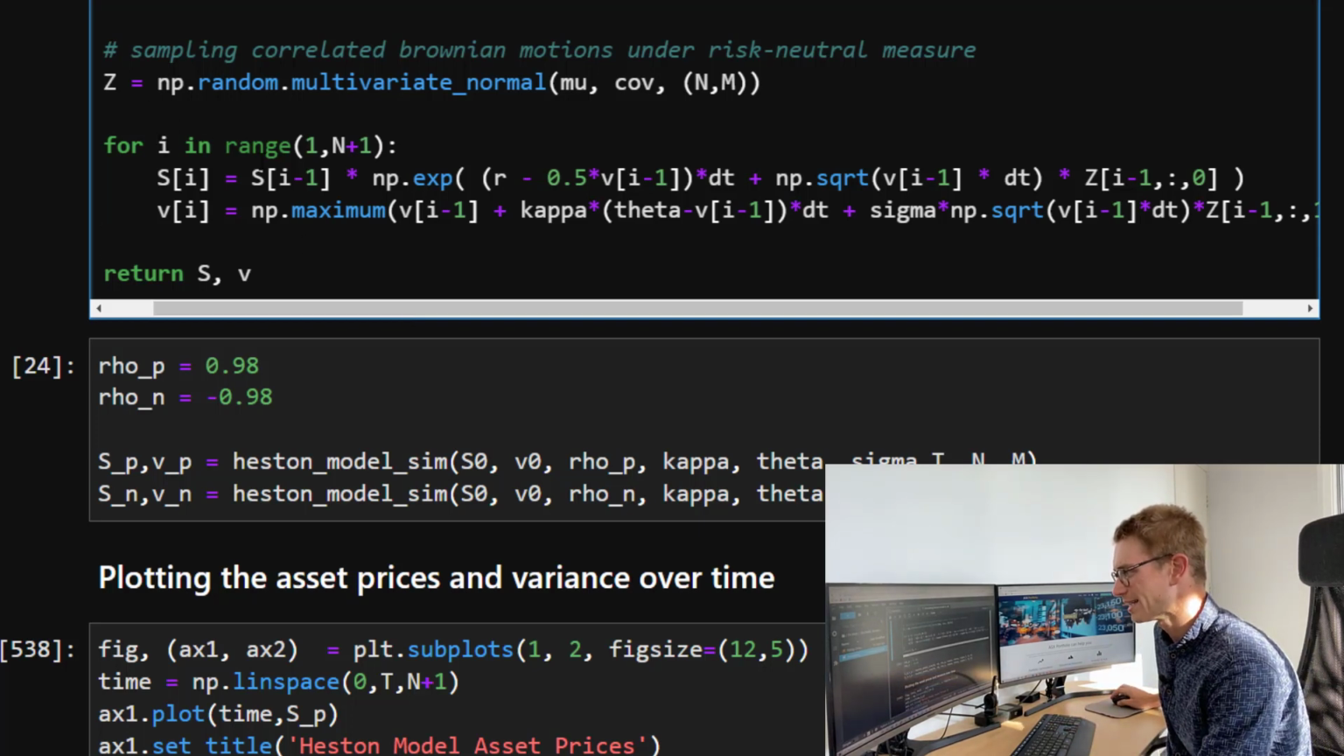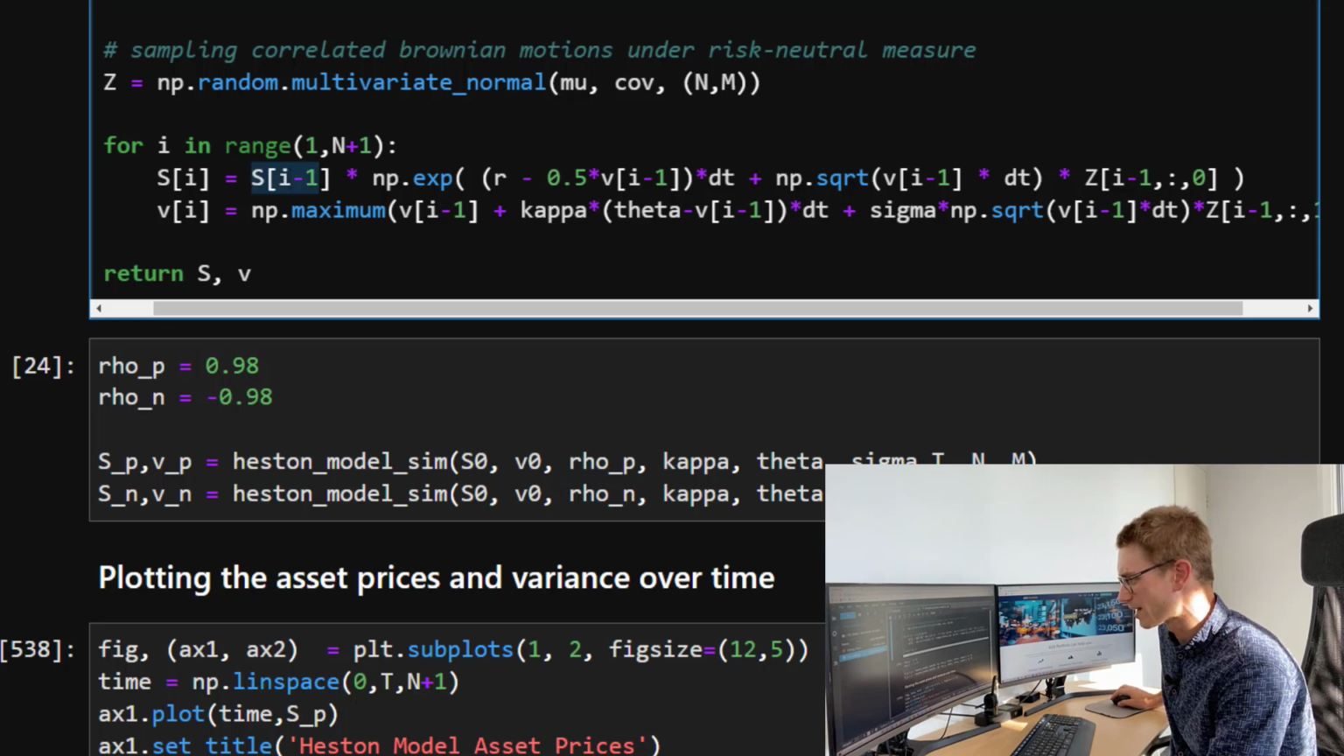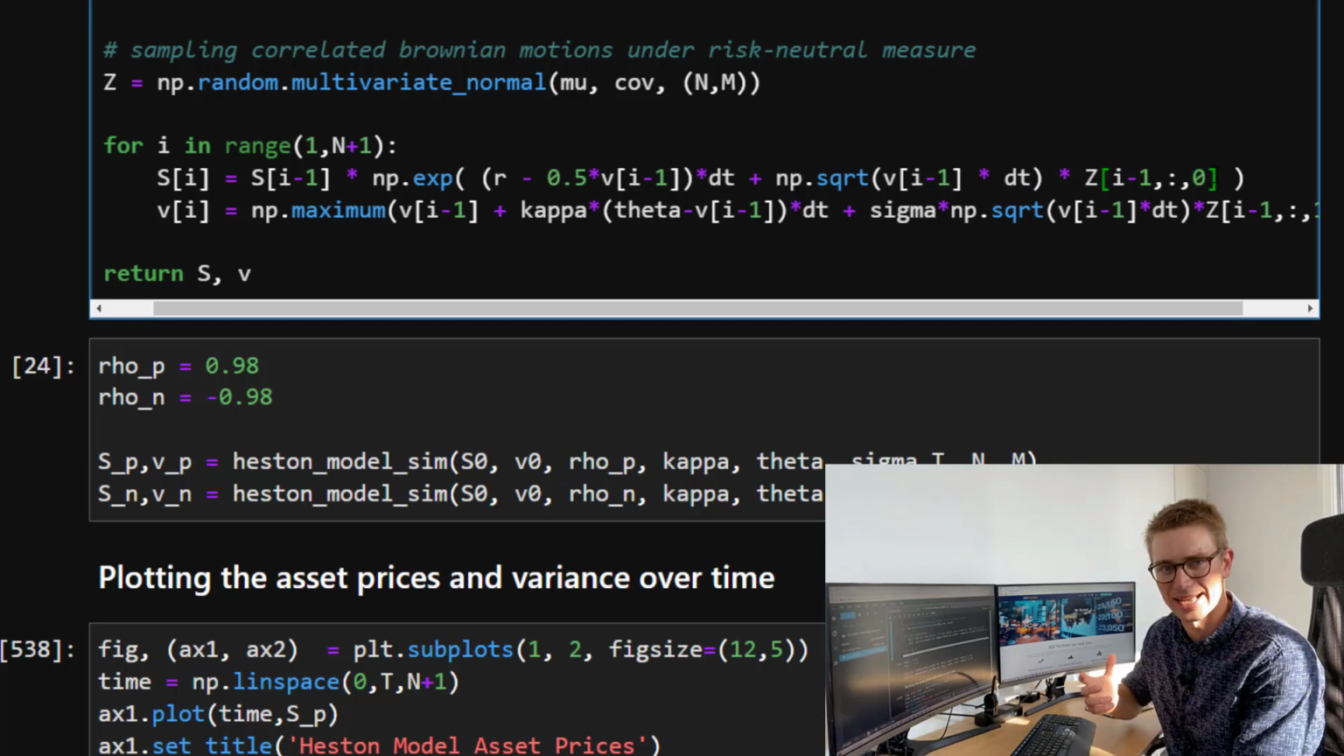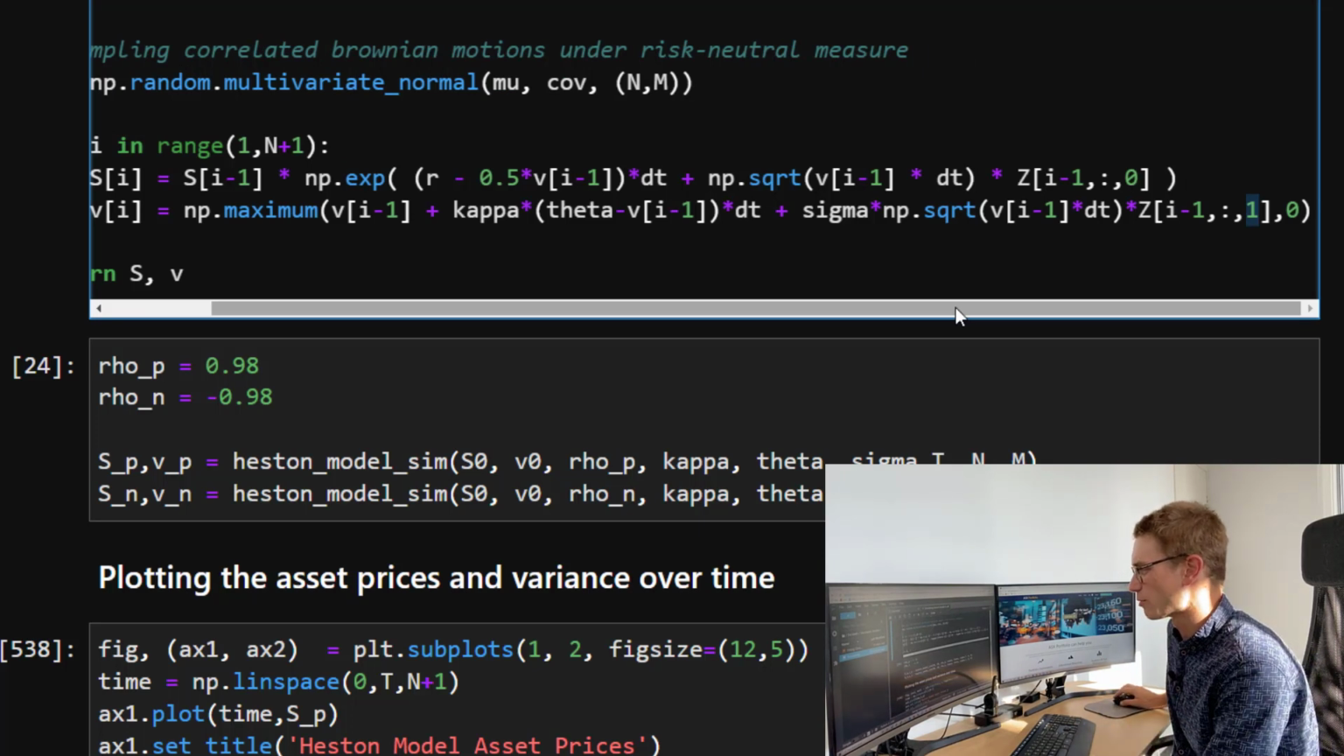So for i in the range of time, starting from one all the way to N plus one, what we need to do is calculate our S using that Euler discretization from before of the log process of S. So what we have is the previous S, that's going to be our initial price, times the exponential of r minus 0.5 times the variance, times the time difference. And then we have the numpy square root of the variance process, times the square root of the time step, times this normal distribution. And remember, we are taking the first parameter, which relates to our asset price. Then if you index by one, we're taking the Brownian motion with respect to the variance process.